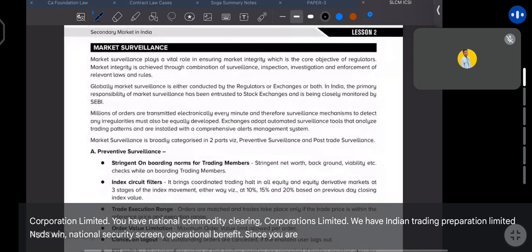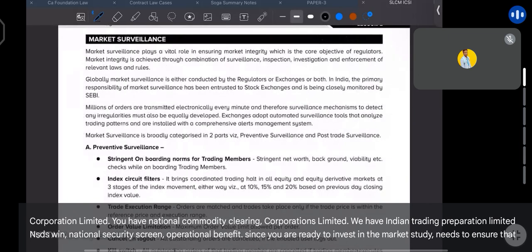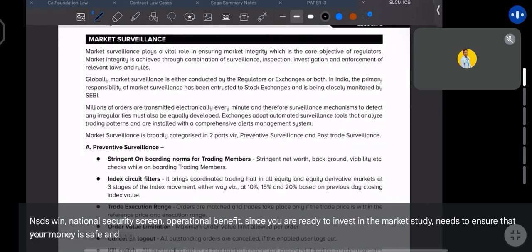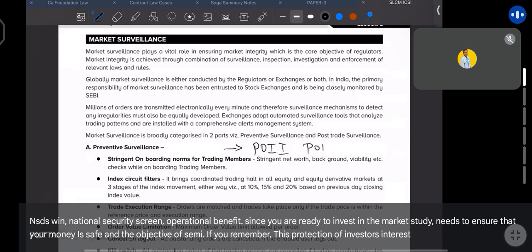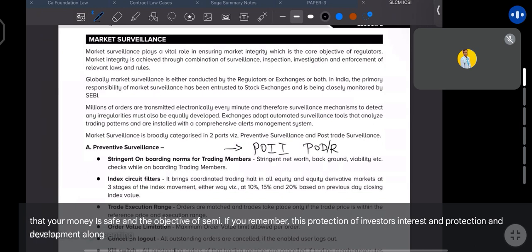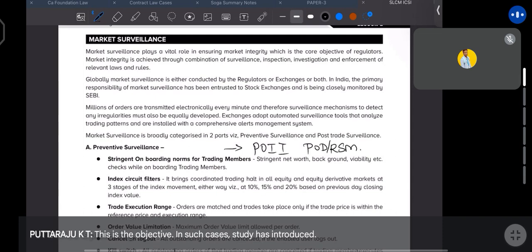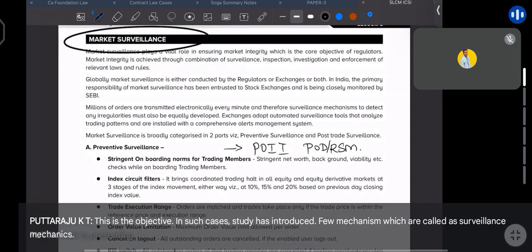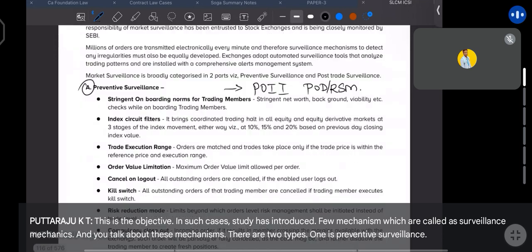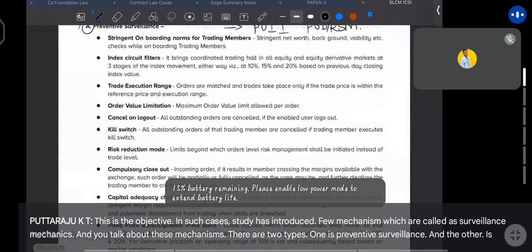Since you are ready to invest in the market, SEBI needs to ensure that your money is safe, and the objective of SEBI, if you remember, is protection of investors' interest and protection and development along with the regulation of the securities market. This is the objective. In such cases, SEBI has introduced a few mechanisms which are called surveillance mechanisms. When we talk about these mechanisms, there are two types. One is preventive surveillance, and the other is post-trade surveillance.